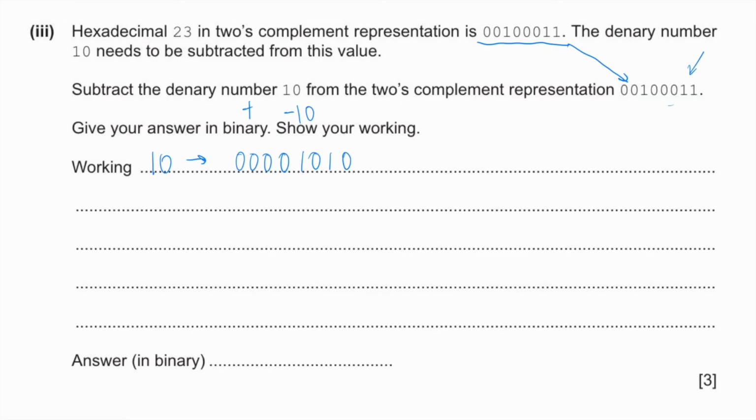And this is positive 10, but we want to turn this into negative 10 in 2's complement. So we're going to do 1, 1, 1, 1, 0, 1, 0, 1 to invert it to 1's complement. And then we're going to add 1 right here. So we're going to add all this up. So we're going to have 0, 1, 1, 1, 0, and then 4 1s, right? And okay, so we have that.